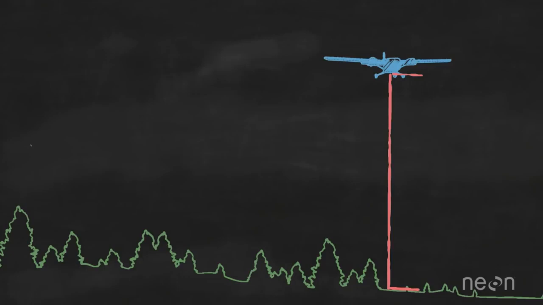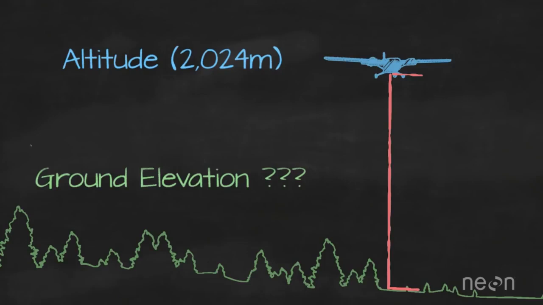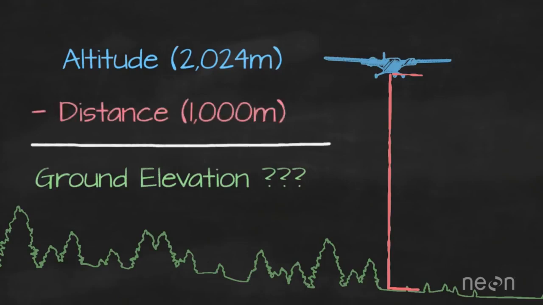How do we figure out the actual elevation of the ground? To figure out ground elevation, we take the plane's altitude, calculated using that GPS receiver. And then we subtract the distance that the light traveled to the ground. And that covers the basics of how a LiDAR system uses lasers to measure height.